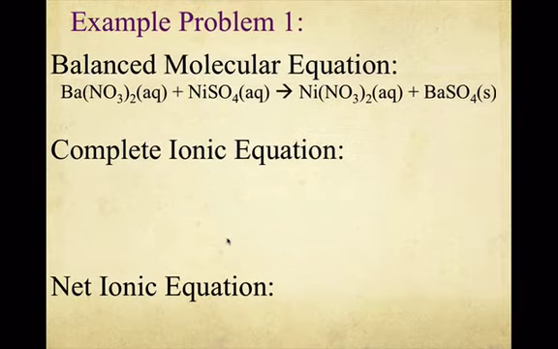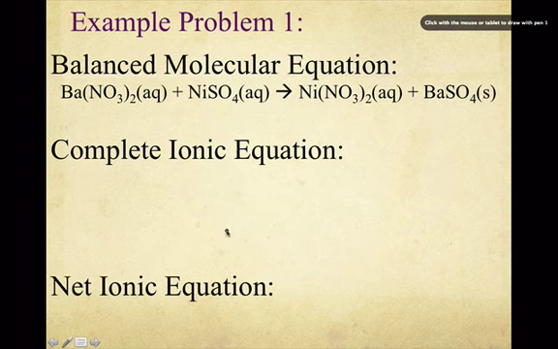So I just have two examples to do with you. The first one is example problem 1, and we've already been given the balanced molecular equation. So we don't have to do anything to write that. It's been given to us. All the states of matter are included here. We're going to focus though on writing the complete ionic and the net ionic.